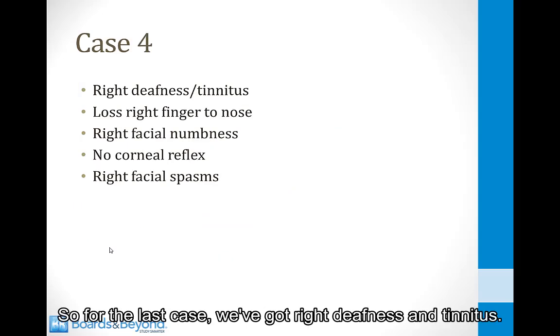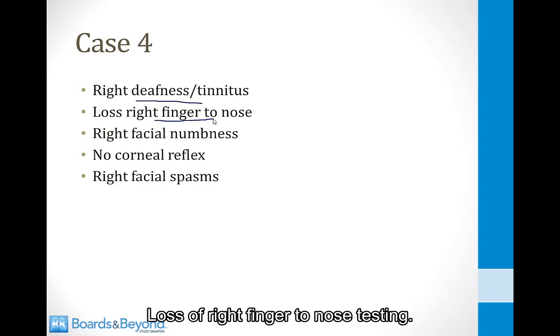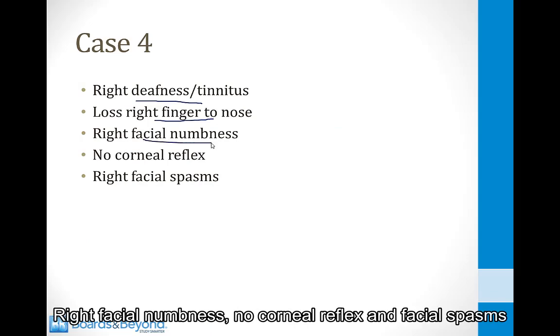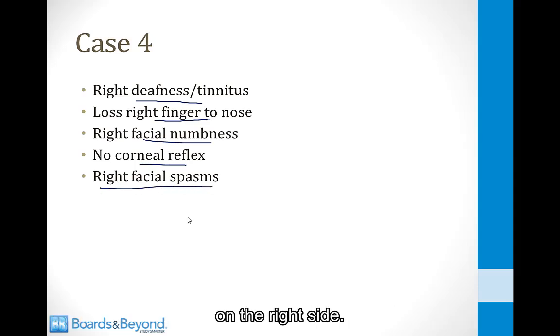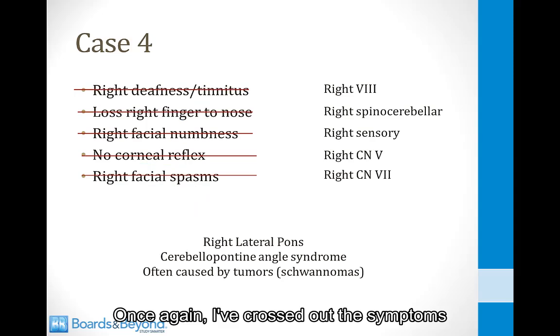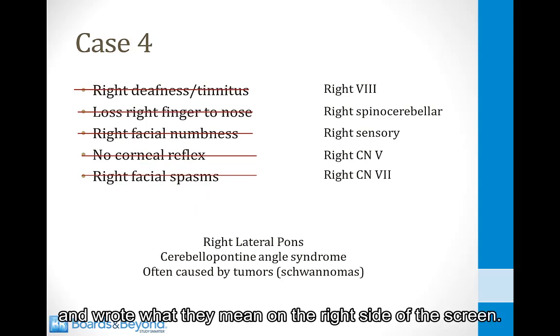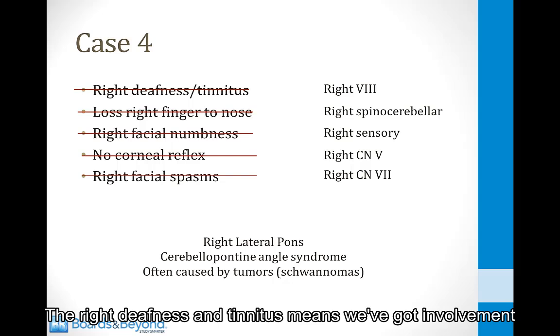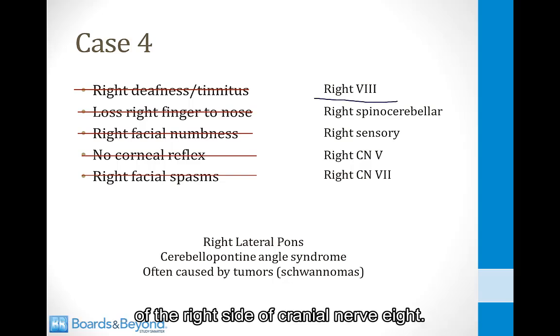So for the last case, we've got right deafness and tinnitus, loss of right finger to nose testing, right facial numbness, no corneal reflex, and facial spasms on the right side. Once again, I've crossed out the symptoms and wrote what they mean on the right side of the screen. The right deafness and tinnitus means we've got involvement of the right-sided cranial nerve 8.